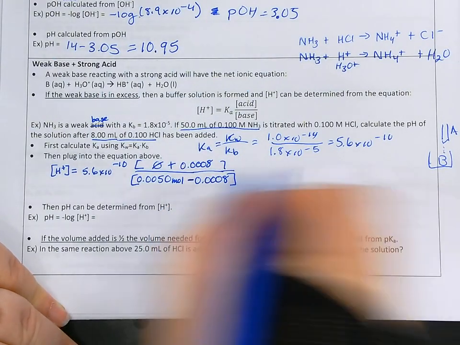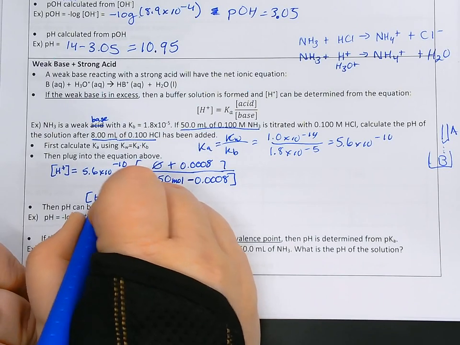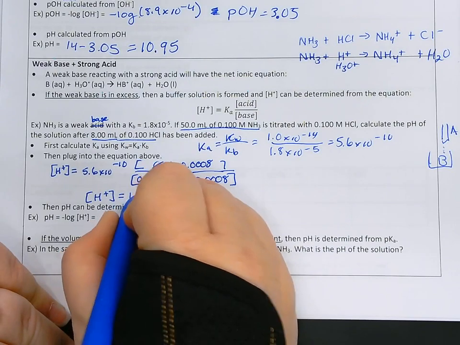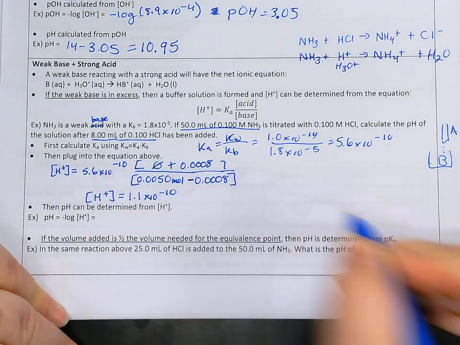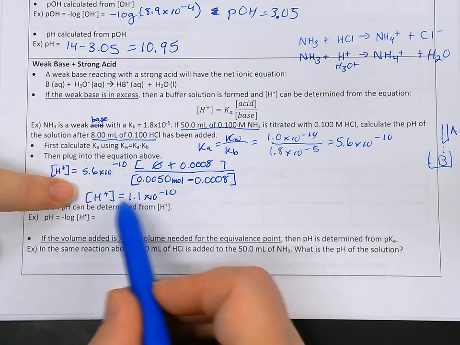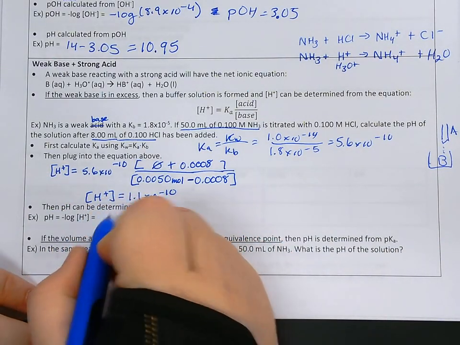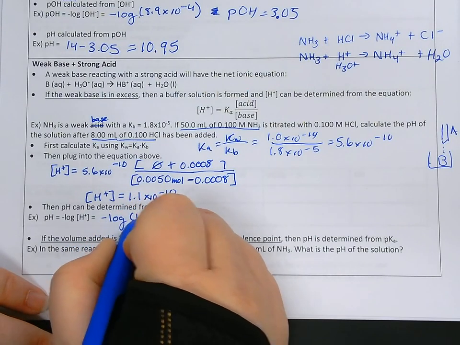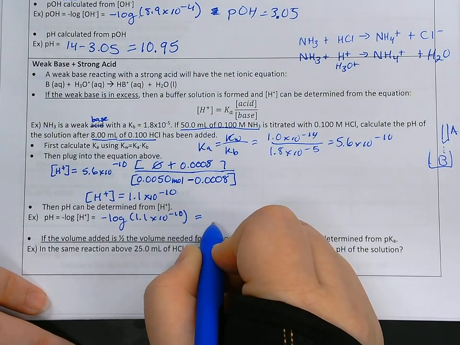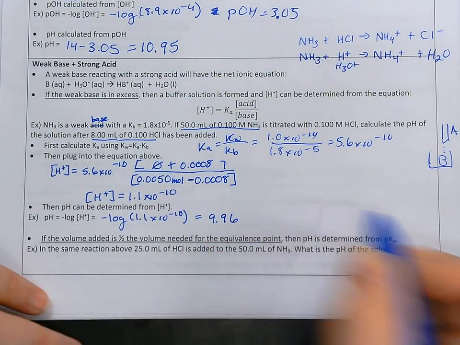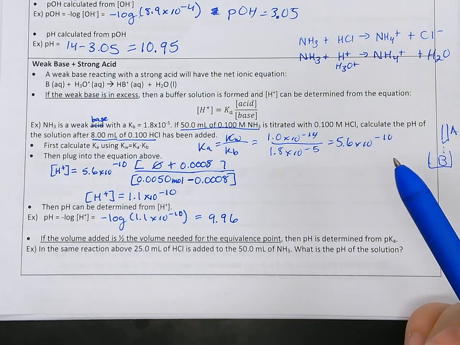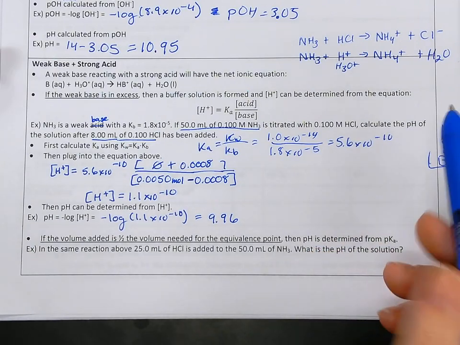And then we can calculate. Try that in your calculator, and you should, theoretically, get 1.1 times 10 to the negative 10. So try it out. Make sure you get that number. Now, this is a hydrogen ion concentration. Well, we want pH, so we can take the negative log of that. So negative log of 1.1 times 10 to the negative 10. And we get 9.96. Okay.